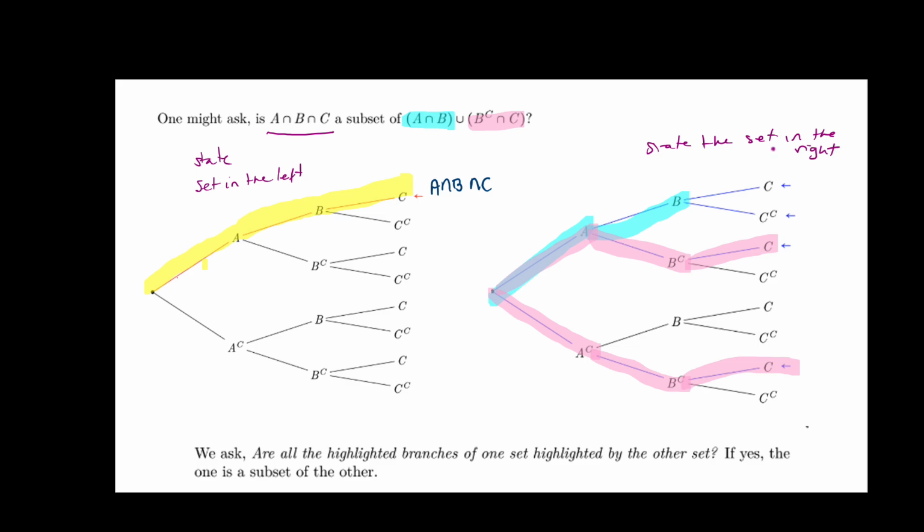Okay, so who is the set on the left? It's A intersection B. Okay, so we draw the tree. We start drawing the tree from the root. We have three sets, so you know that we'll have three decisions, right? The decision of being in A or not in A, then the decision of being in B or not in B, and then the decision of being in C or not in C. Okay? This is the way you draw the tree.